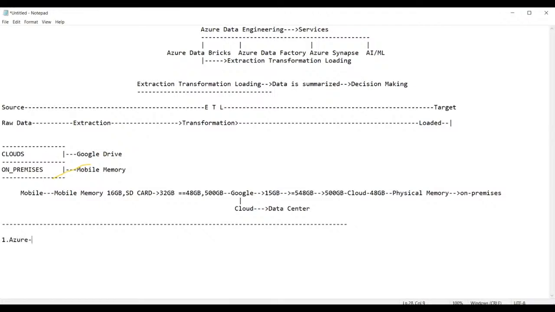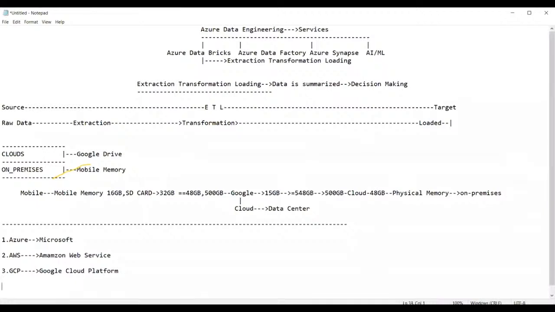The first one is Azure. Azure is a cloud provider from Microsoft. Microsoft is marketing its cloud product with the name Azure. The next provider is Amazon, or we can say AWS. AWS stands for Amazon Web Services. The third one is GCP, which stands for Google Cloud Platform. Okay, guys, Google Cloud Platform.